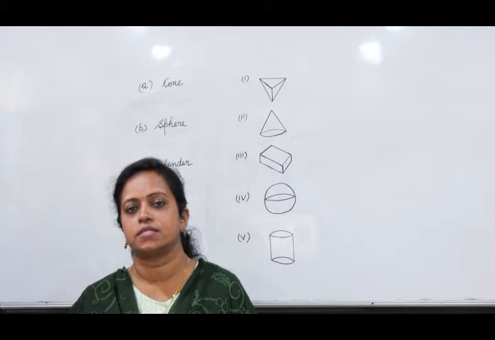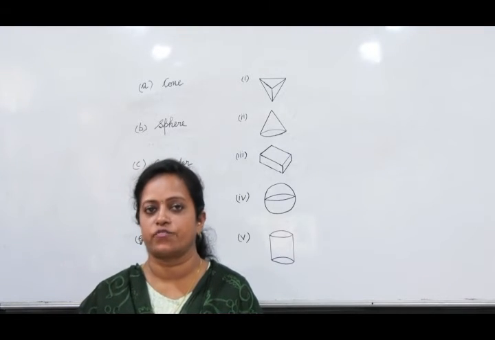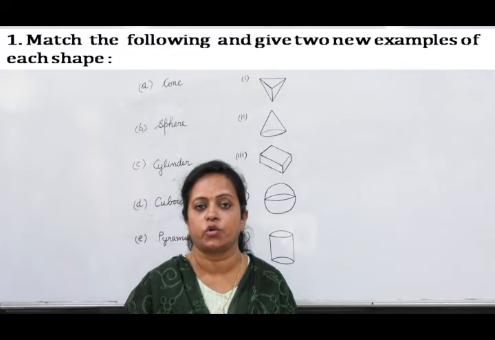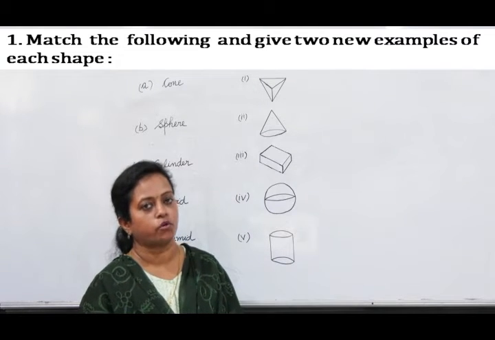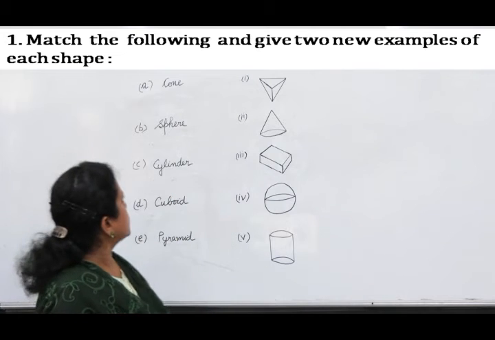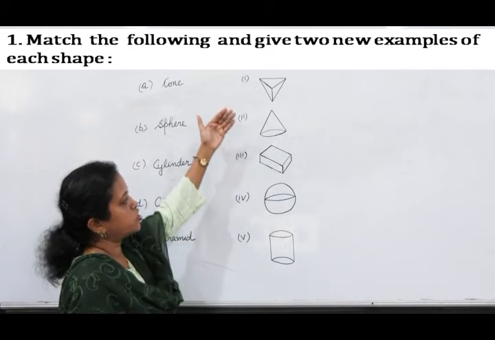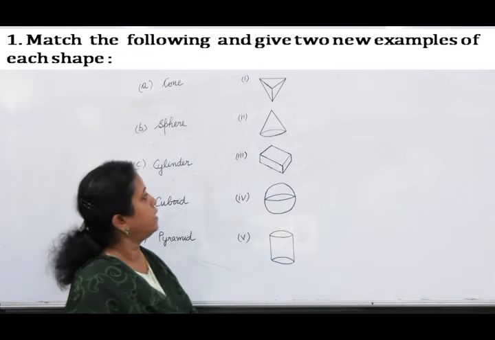Students, now that you have learnt about the different types of three-dimensional objects, you have learnt about face, edge and vertices. Let us solve exercise 5.9. The first question is match the following and you have to give 2 examples of each shape. You can see on the left side the names of the 3D shapes are given and some shapes are made on the right side. Let us start.